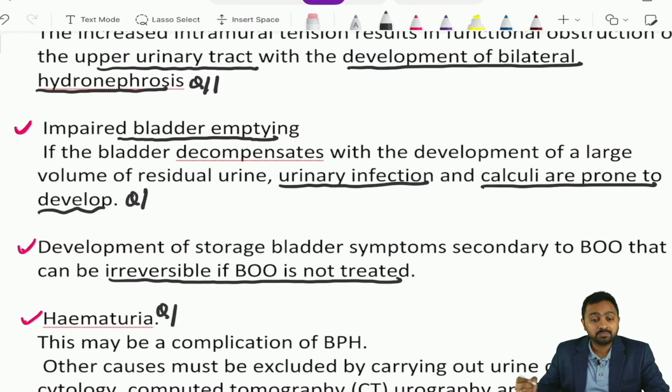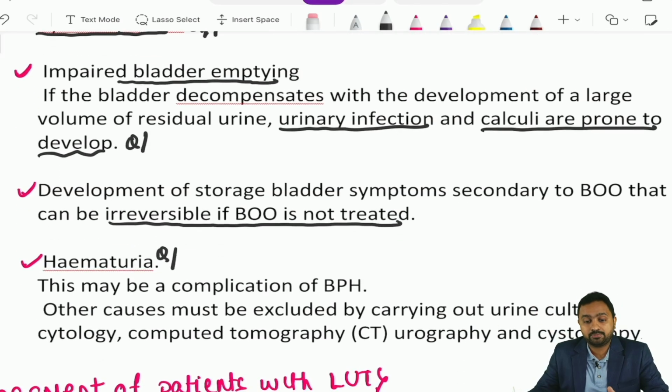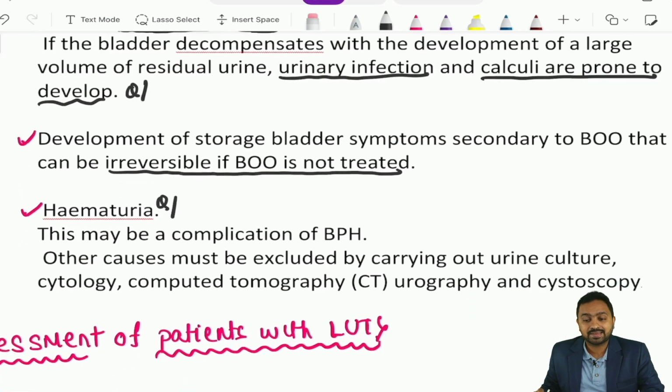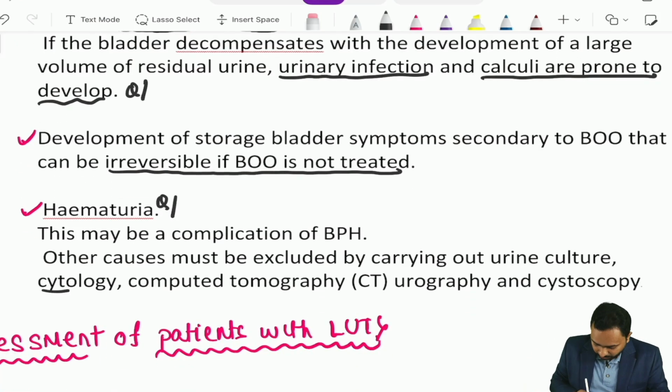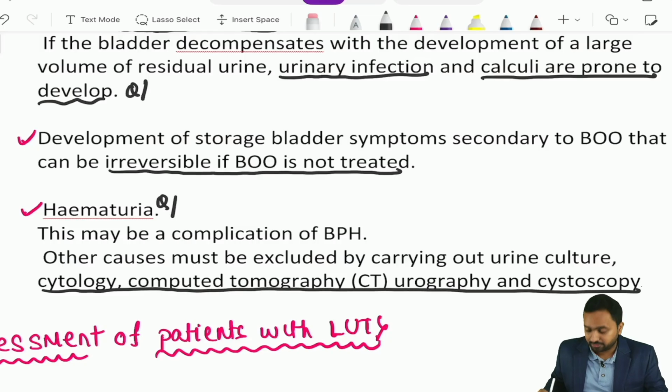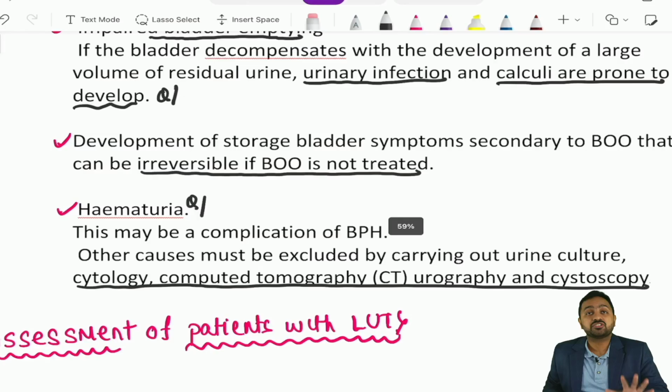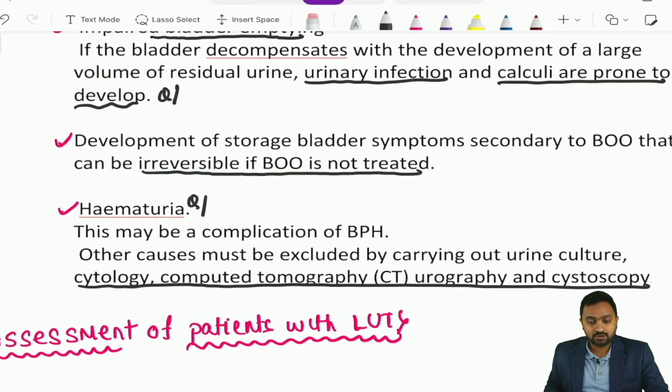Now, this may be a complication of BPH, which is benign prostatic hyperplasia, and other causes must be excluded by carrying out urine cultures, cytology, computed tomography, and urography or cystoscopy. So, these were your complications and effects of bladder outlet obstruction.